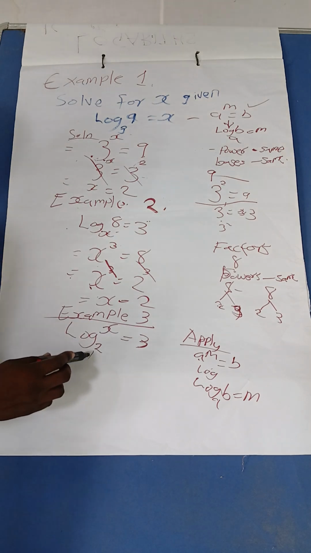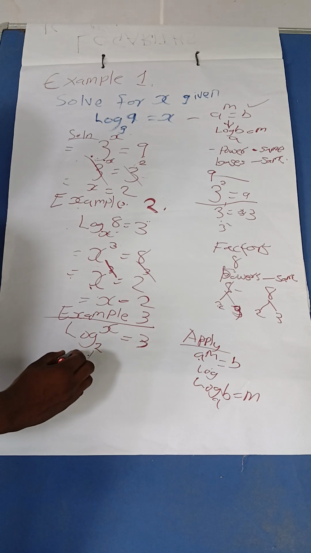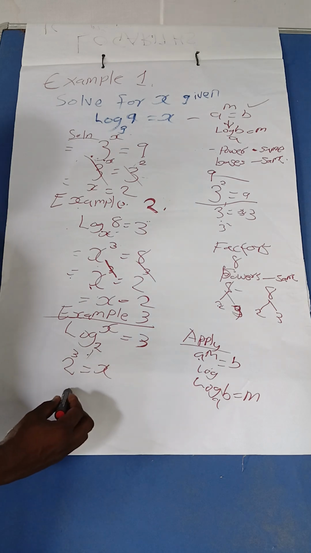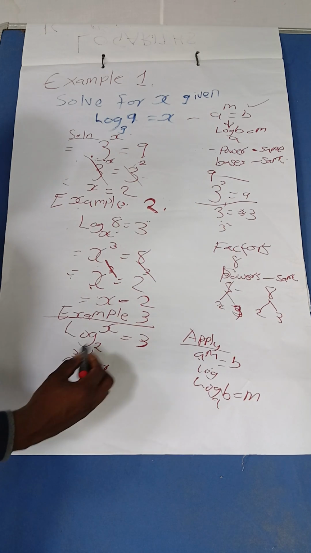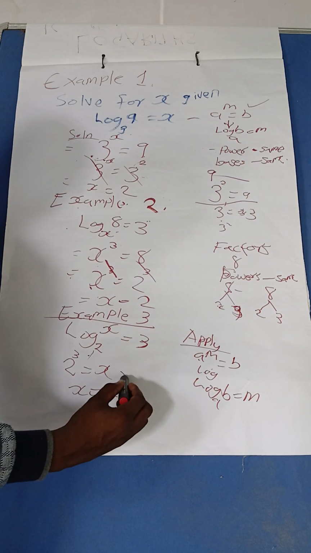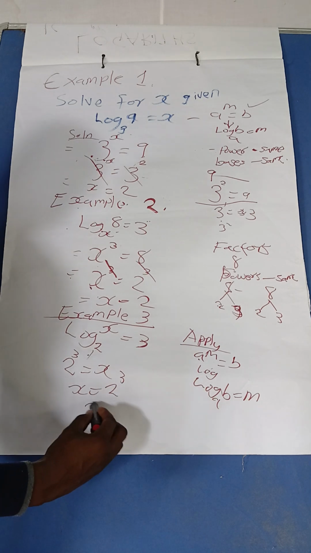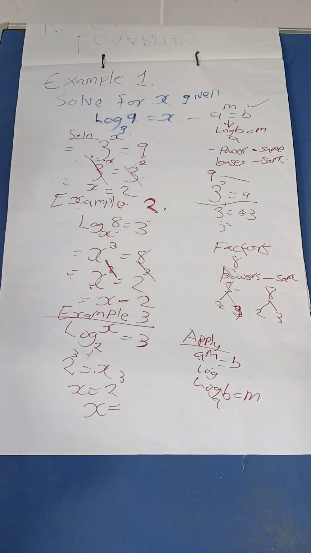It will be 2 power 3 is equals to x. Meaning what? Our x here will be what? So x is equals to 2 power 3. So our x in this case, our answer here, it will be what? 2 power 3 is 8. So my x is 8.